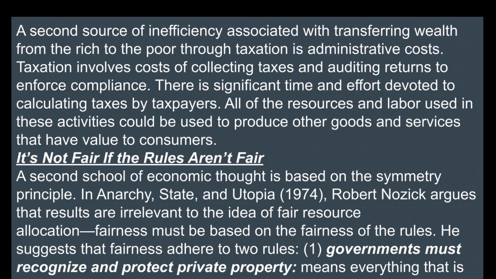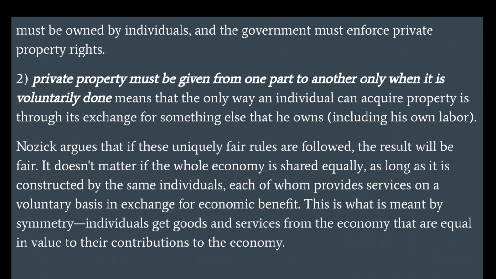The first is that governments must recognize and protect private property, which means everything that is must be owned by individuals and the government must enforce private property rights. The second is that private property must be given from one party to another only when it is done voluntarily, which means that the only way an individual can acquire property is through its exchange for something else that he owns, including his own labor.